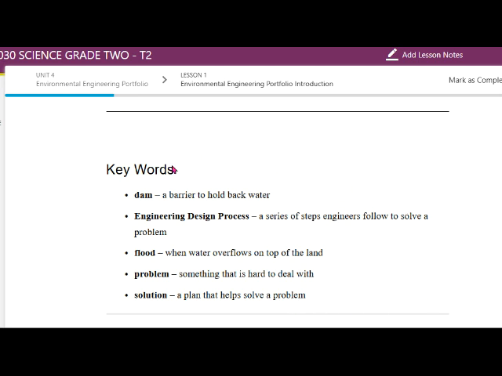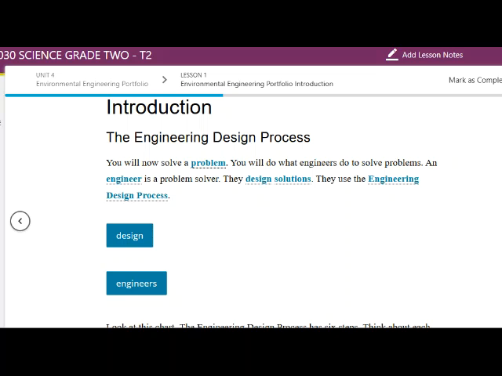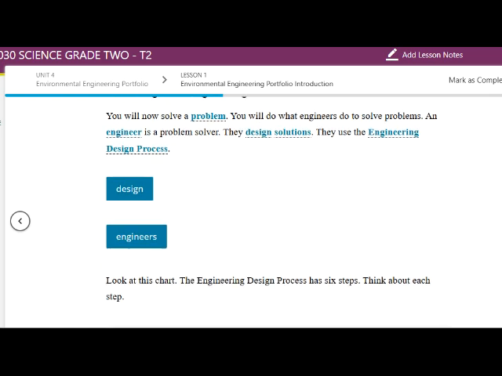So in this portfolio, we're going to build a couple of dams to help stop flooding, which will solve a problem. You will now solve a problem. You will do what engineers do to solve problems. An engineer is a problem solver. They design solutions. They use the engineering design process.